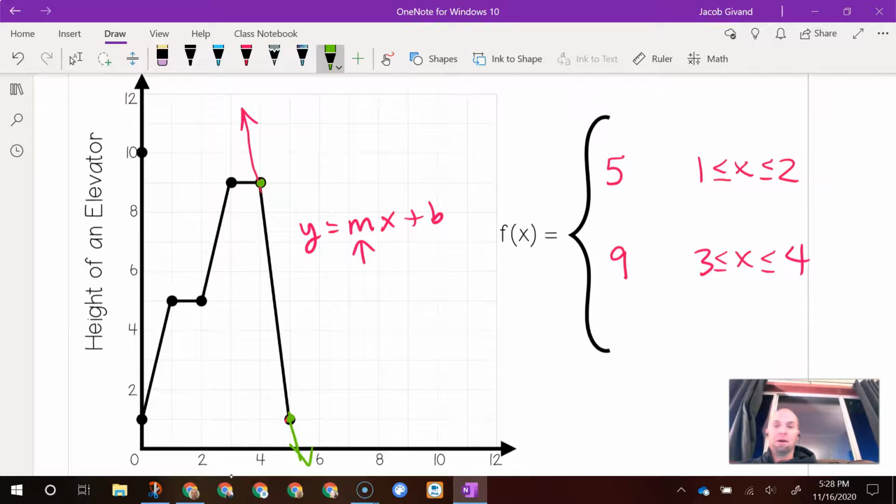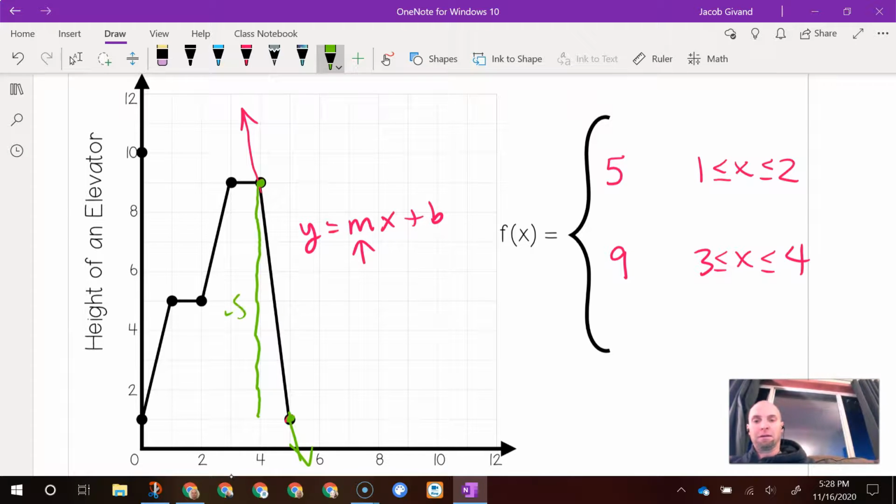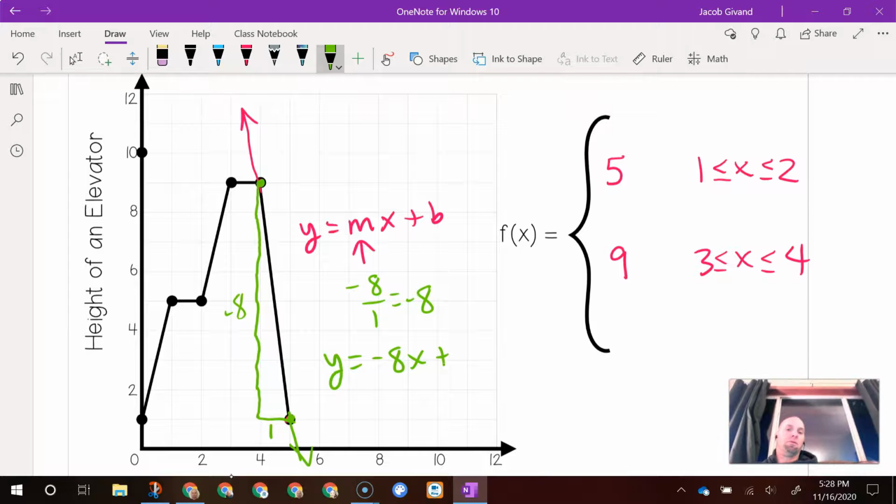The graph is really steep. So instead of a rise, it's a drop. How much does it drop? 1, 2, 3, 4, 5, 6, 7, 8. It drops down 8, and it runs over 1. So the slope here is negative 8 over 1, which is the same as negative 8. So far, our equation could be written as y equals negative 8x plus, we don't know what b is. We don't know what the y-intercept is, but we can figure it out.